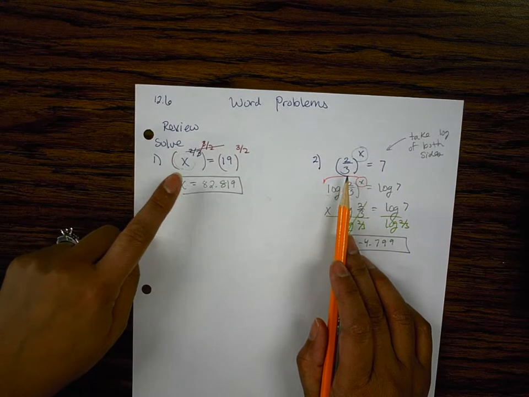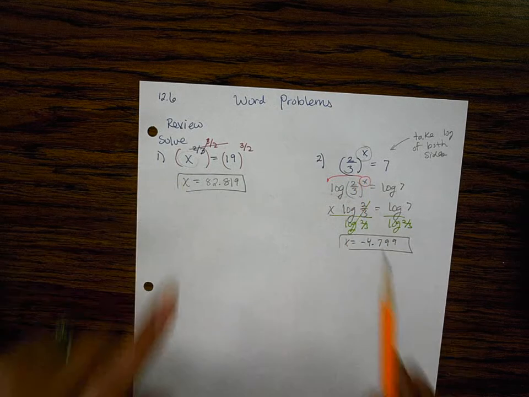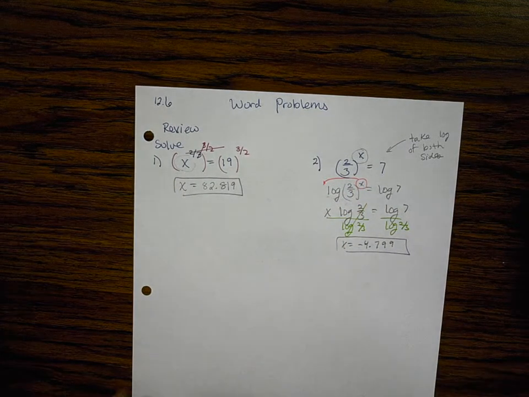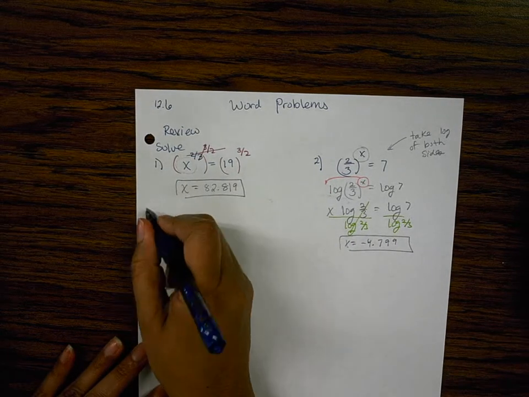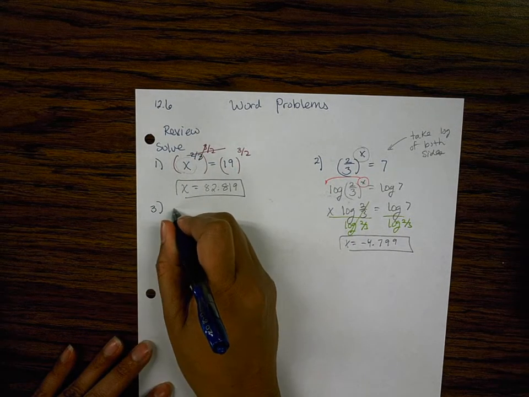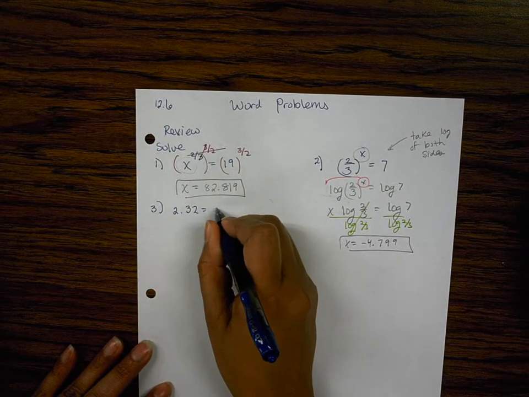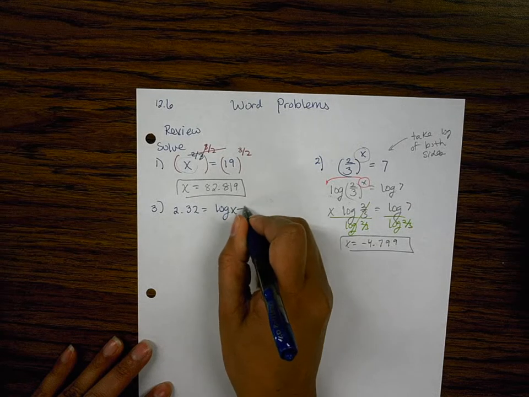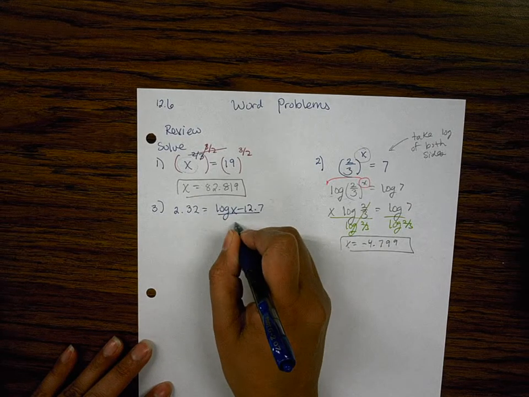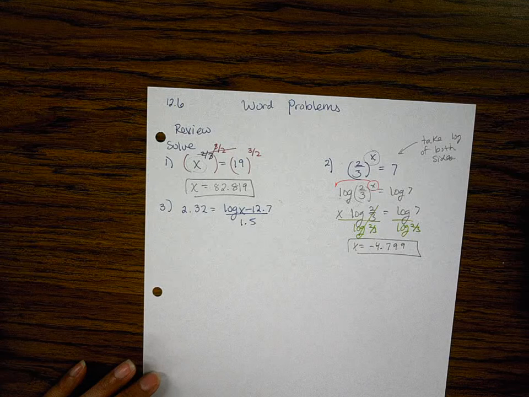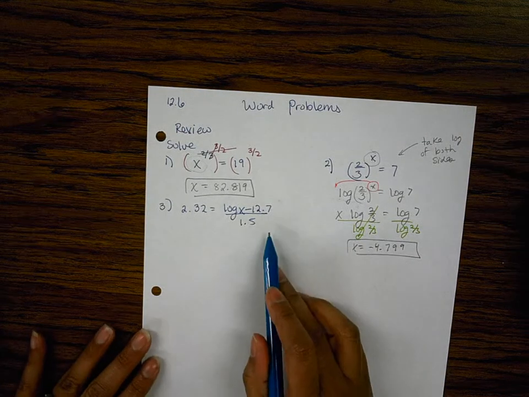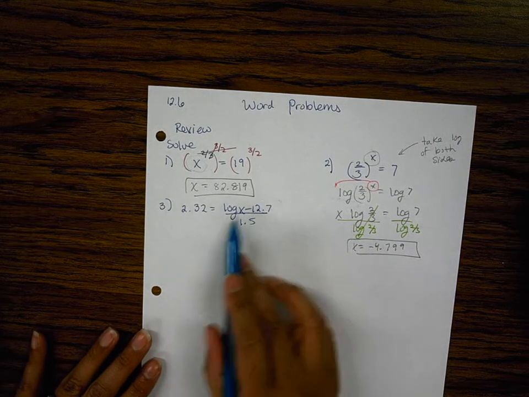So make sure you study and you understand and you know the difference between x as a base, x as an exponent, raised to the reciprocal power versus log of both sides. Okay, moving on. Number 3. 2.32 equals log of x minus 12.7 all over 1.5.